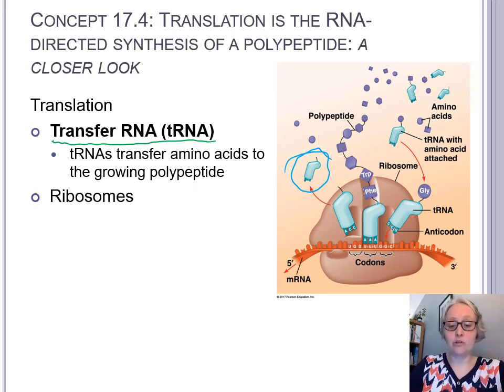Another thing that we'll need in order to do translation is the ribosome. Again, it's this big brown hamburger bun looking molecule. The ribosome is where translation will take place in both prokaryotes and eukaryotes.